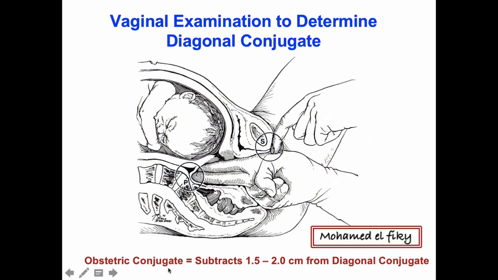But actually, we must determine the obstetric conjugate. The obstetric conjugate diameter equals, we must subtract 1.5 up to 2 centimeter from the diagonal conjugate.